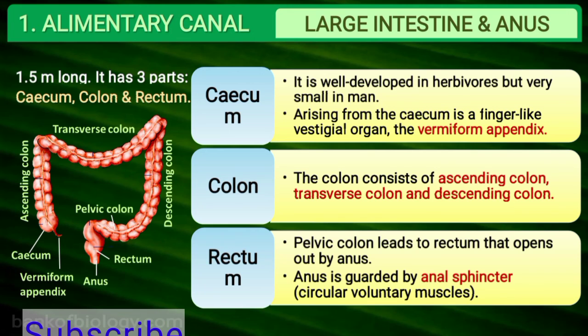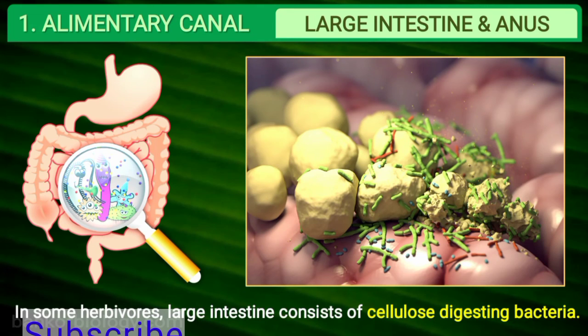In some herbivores, the large intestine contains cellulose-digesting bacteria that digest the cellulose and help the animals get food from the plants, whereas animals do not have their own cellulase enzyme which can digest the cellulose of the wood.